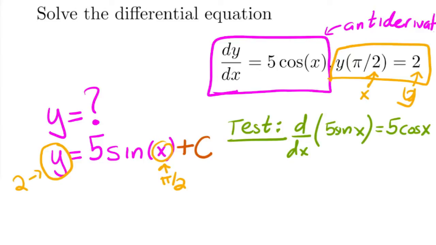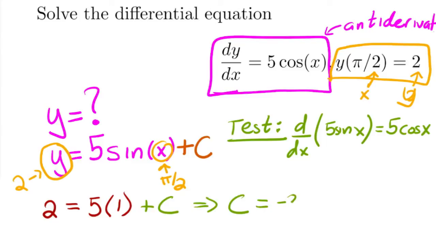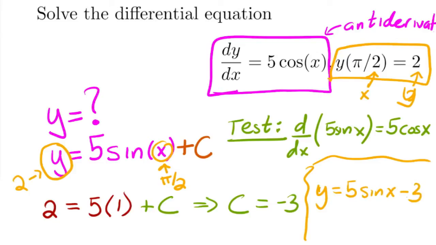So you go, okay, well, just plug it in. 2 is equal to 5 sine of pi over 2, that's 1, and then plus c. And this means that c is going to equal -3. And so then your solution to the differential equation is y equals 5 sine of x minus 3.